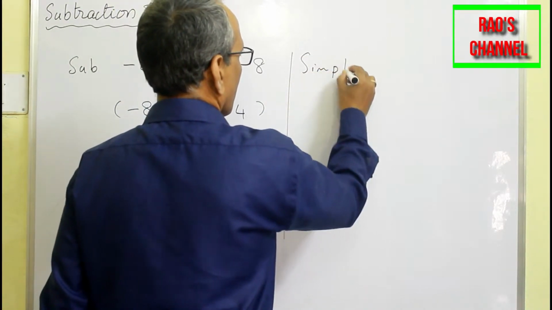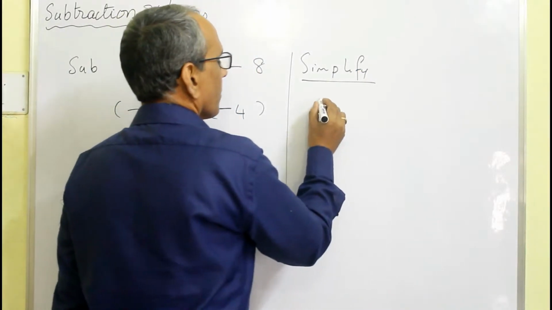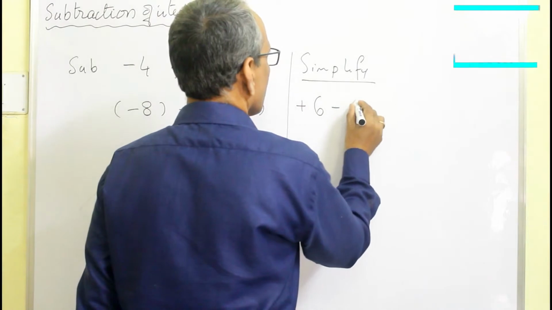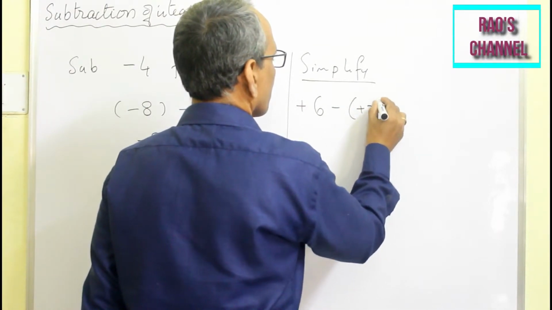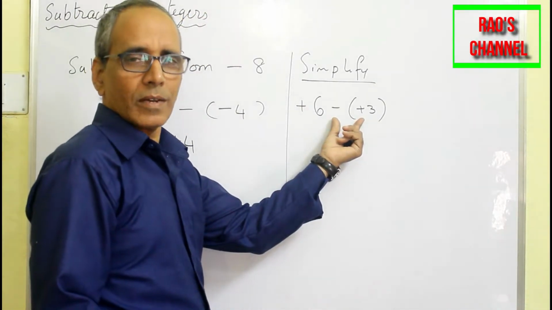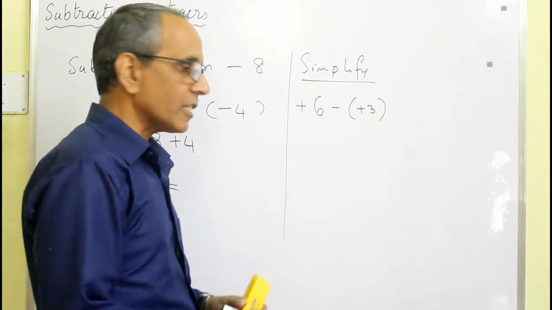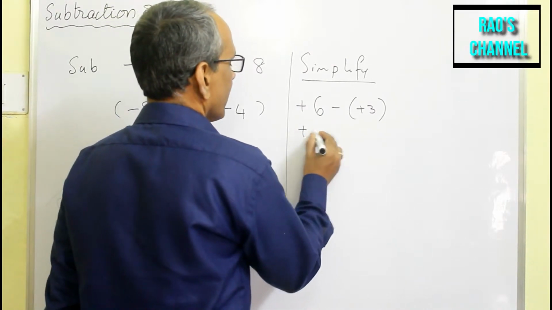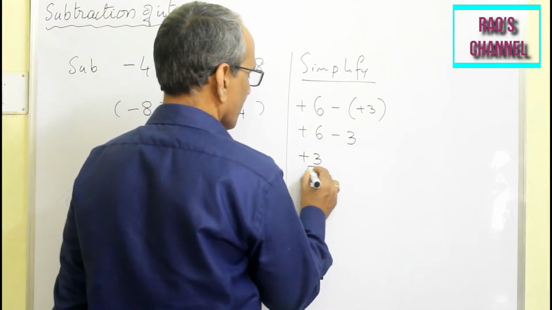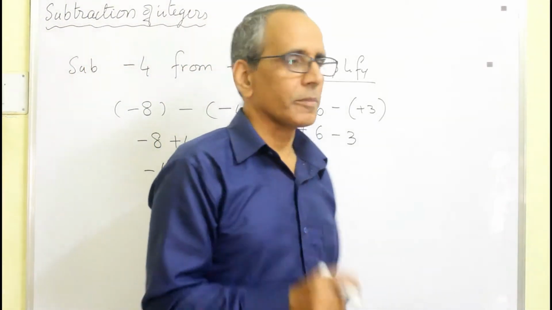Simplify. I don't mind mentioning here the operation between the integers. Plus 6 minus plus 3. Okay. See the signs. Unlike, whenever you find a pair of unlike integers, you write the negative. So this is plus 6 minus 3, which is plus 3. Very simple. You follow the bracket concept and like and unlike during subtraction.